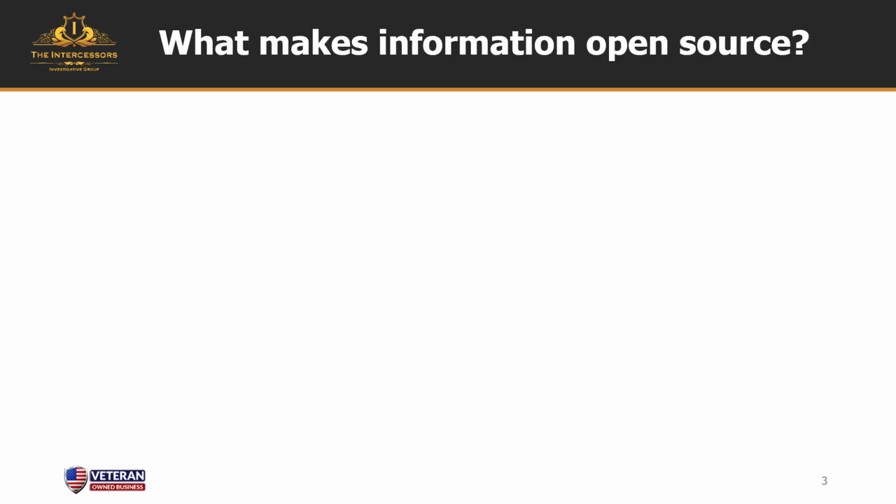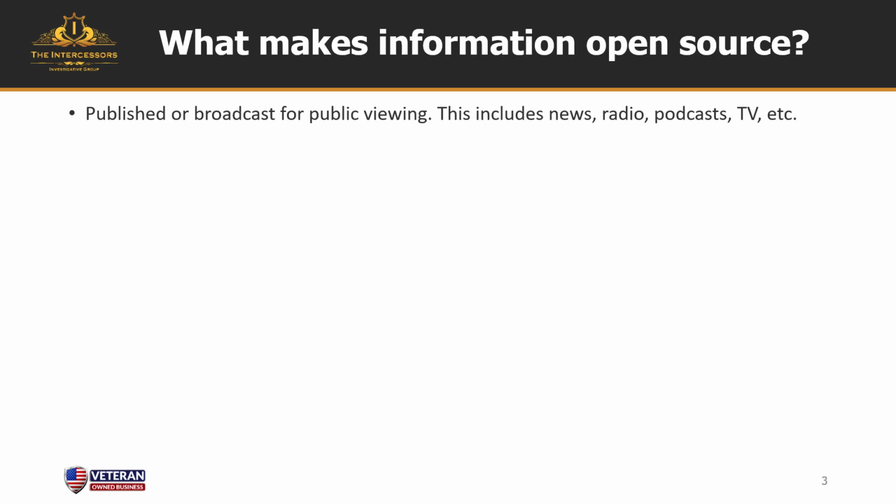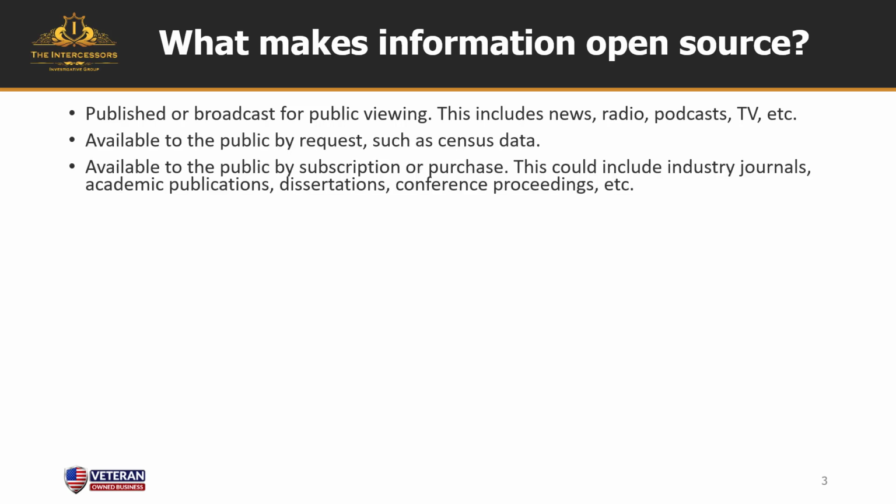Let's talk about what makes information open source. Information is typically considered open source if it fits into any one of these descriptions. Published or broadcast for public viewing. This includes news, radio, podcasts, TV, etc. Available to the public by request such as census data. Available to the public by subscription or purchase. This could include industry journals, academic publications, dissertations, conference proceedings, and things like that.